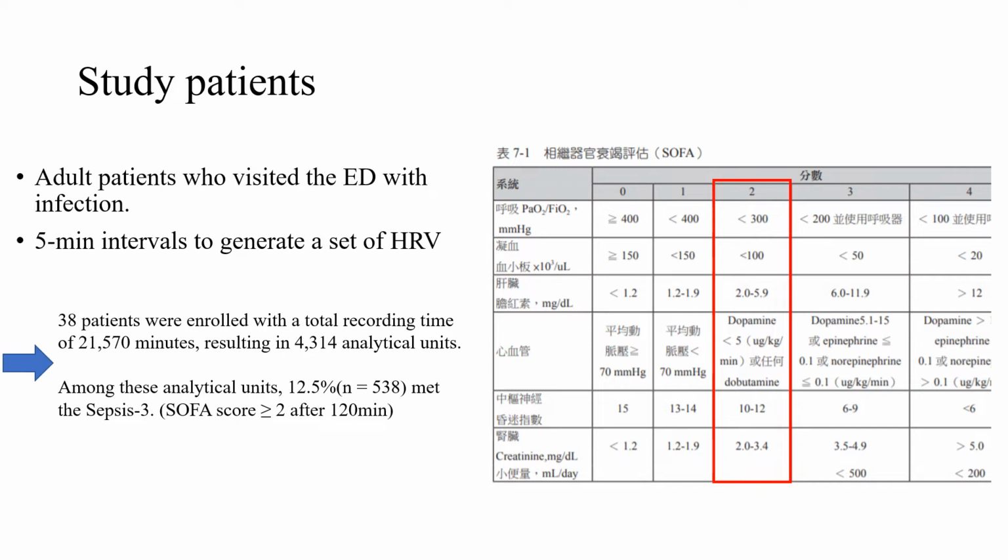There are a total of 38 patients enrolled, with a total recording time of as much as minutes, resulting in 4,314 analytical units. And in these analytical units, 12.5% met the sepsis 3 criteria, which means their total score is bigger than 2 after 120 minutes.